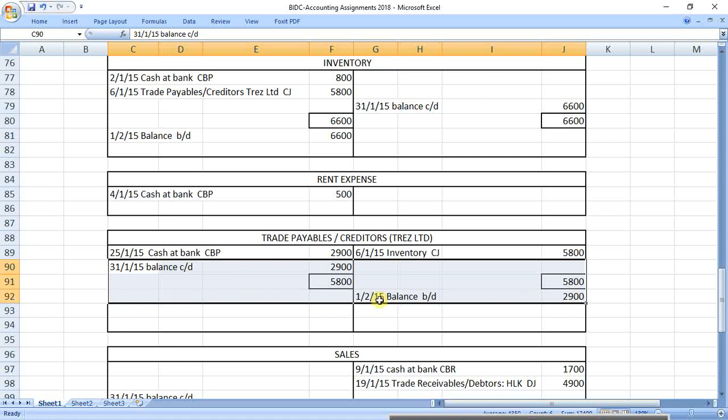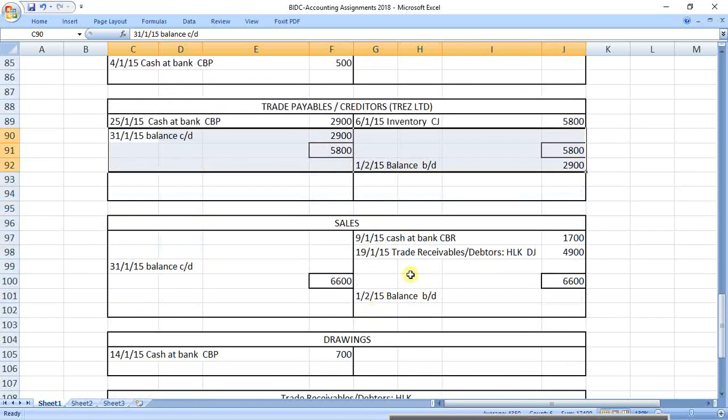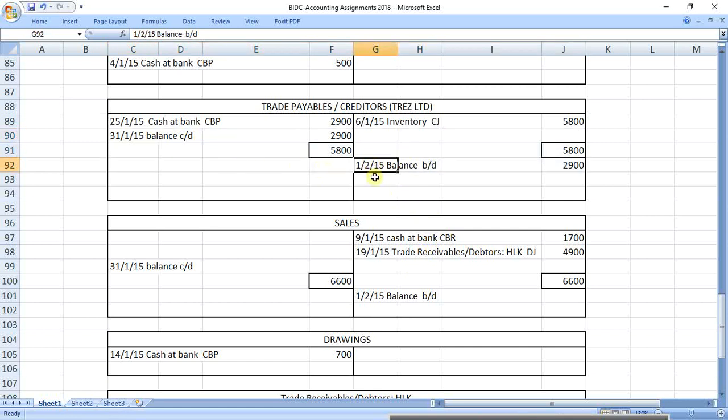You got that one, hey? 2,900. Balance brought down, balance carried down. Yeah, it would have a credit balance because it's a liability. So wouldn't this be then the 31st? Yeah, it would be the 31st of the first and the 1st of the second. So on the last day of the previous month, you would do the totaling, and then you would open the next month with the new balance.